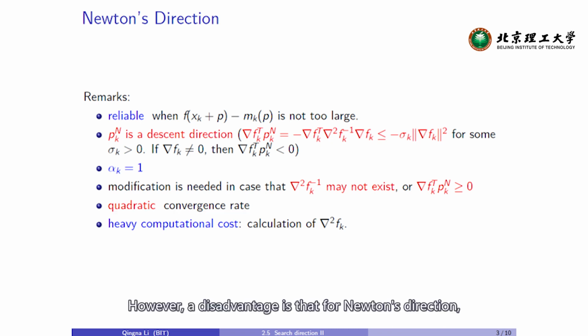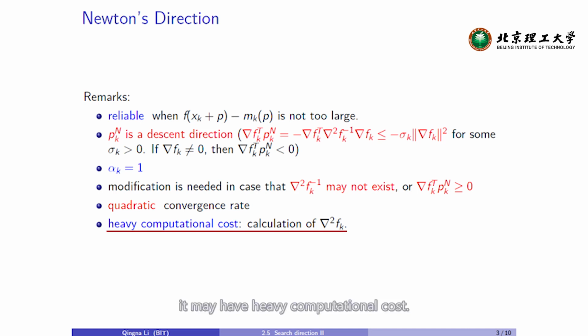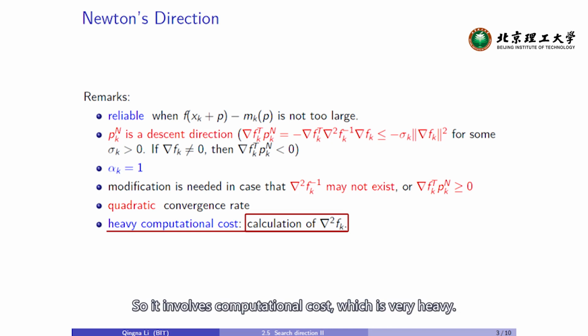However, the disadvantage is that Newton's direction may have a heavy computational cost. Why? Because it involves the calculation of the Hessian matrix. Recall that the Hessian matrix is an n by n matrix, meaning that you have to calculate n squared elements in this matrix. So it involves a computational cost which is very heavy.